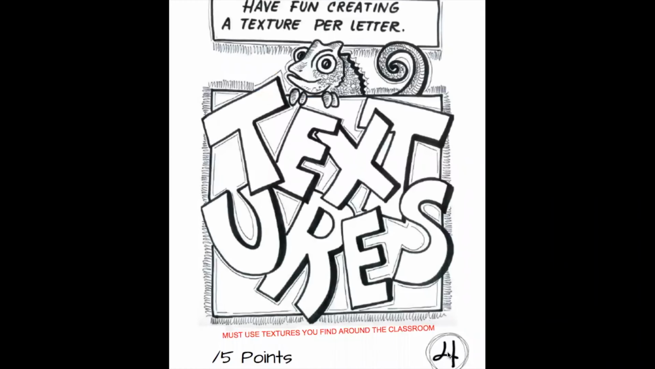Then on the last page, you're going to create a lot of different textures. Now, for this page, you must use textures you find around the classroom. So for each letter, you're going to create a different texture. So here's an example that you might want to use. For the T, you could go up to the brick on the wall and rub against the brick on the wall to create a texture. You could use the top of your stool where the screws are to create a texture.